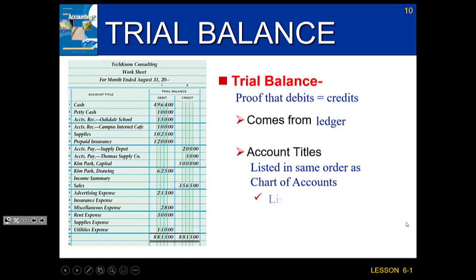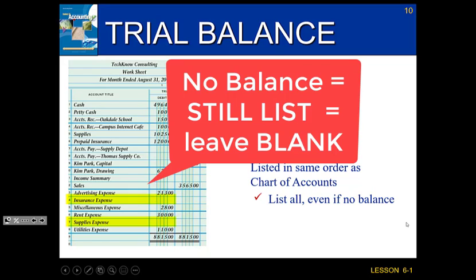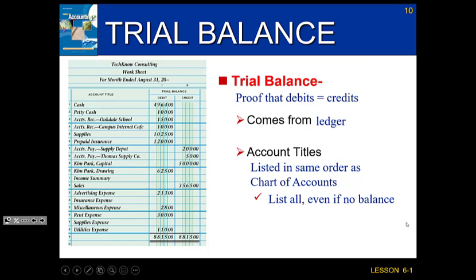It's important to know that you should list every single account on your chart of accounts, even if there is no balance. So as you can see here, there's no balance right now in insurance expense, and there's no balance in supplies expense, but I still list them. I do not put a zero, I just leave it blank. So that is what the trial balance looks like.